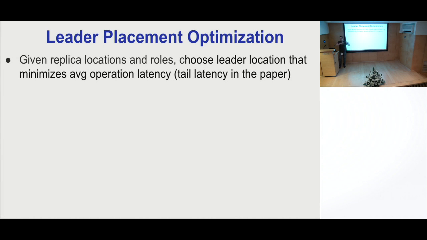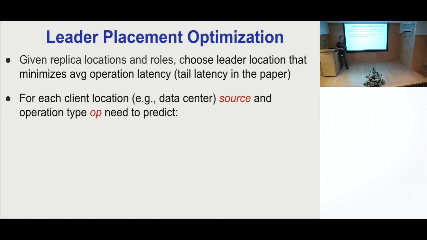Okay, so in this level of optimization, we assume that we have a fixed set of replicas and locations, and we know who the voters are, and we're just trying to pick the best leader out of the voters. We are trying to optimize for average latency, and in the paper we talk about tail latency as well. So we look at the clients, and we group them by their locations. We call each location a source location, and we also distinguish the different operations of the database.